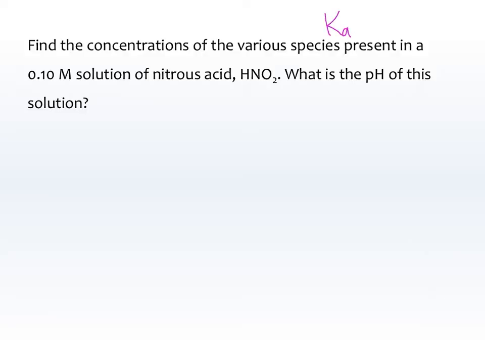Ka was 4.5 times 10 to the negative 4 for nitrous acid. So find the concentrations of the various species present in a 0.1 molar solution of nitrous acid, HNO2, and what's the pH of this solution. So we're going to write a reaction. This time I'm going to write it without water, just because I want you to be able to see it with water and without, and be able to write it with water and without. It could go either way, and they both mean the same thing.